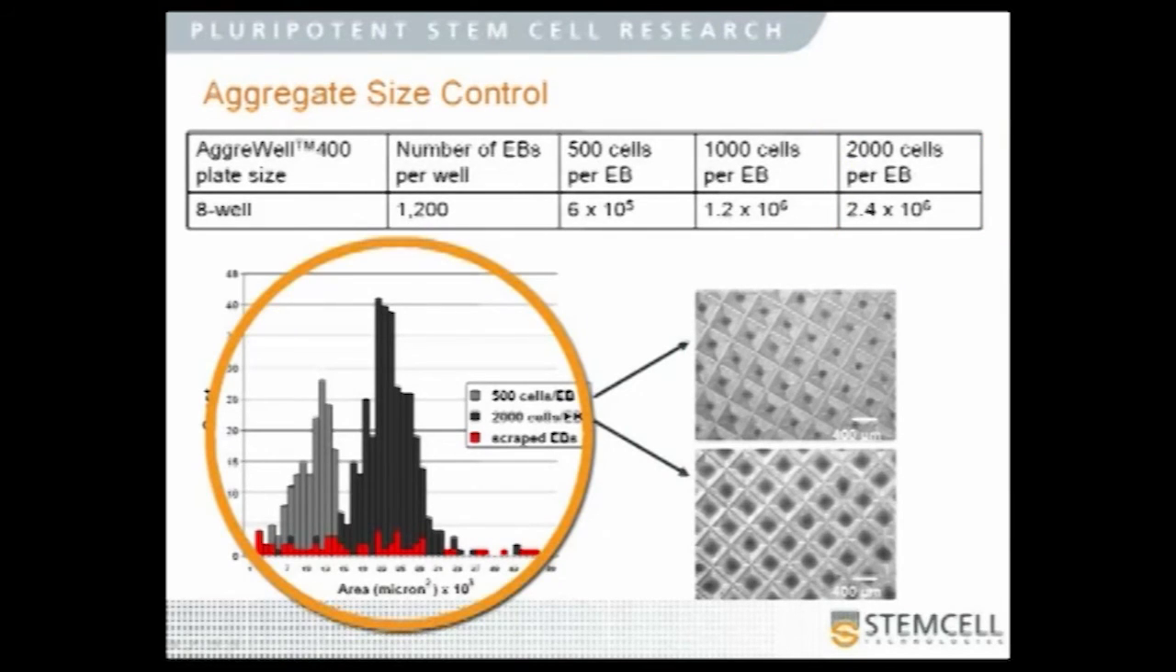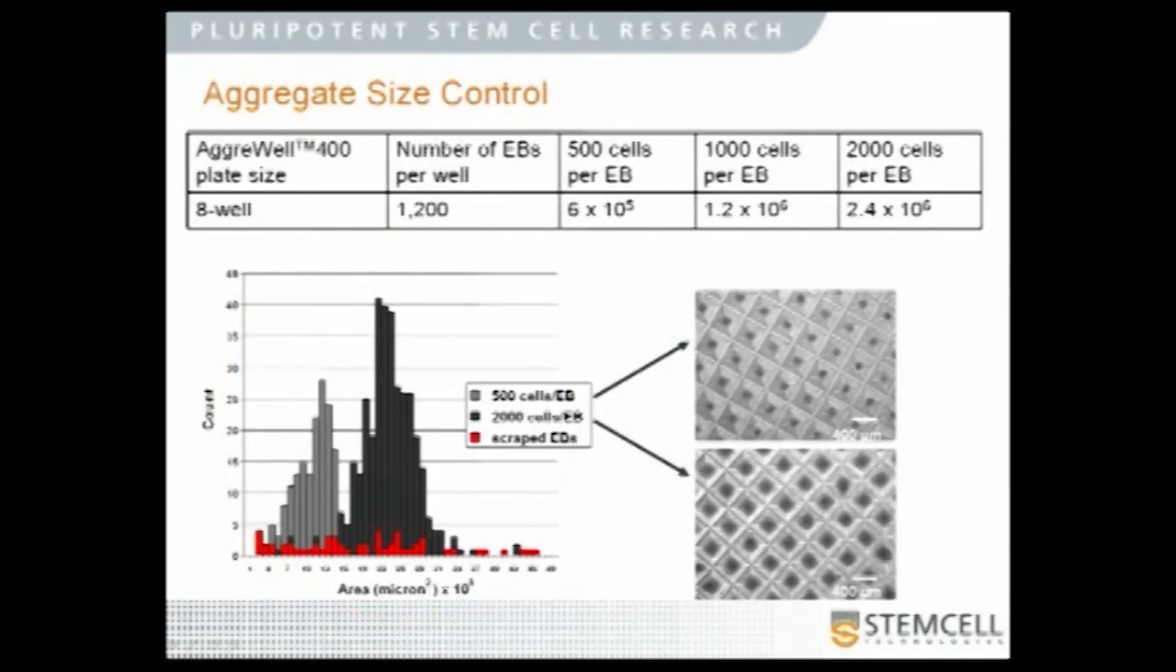The histogram here shows cross-sectional area of aggregates generated from 500 cells or 2,000 cells in the AggreWell system, or in red, a histogram showing formation of EBs using the traditional scraping protocol. And then on the right-hand side, photomicrographs of the wells after input of, again, 500 or 2,000 ES cells.